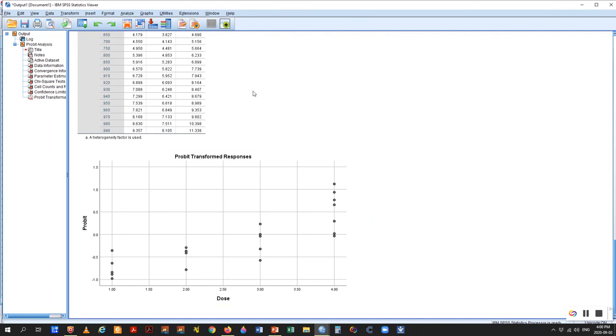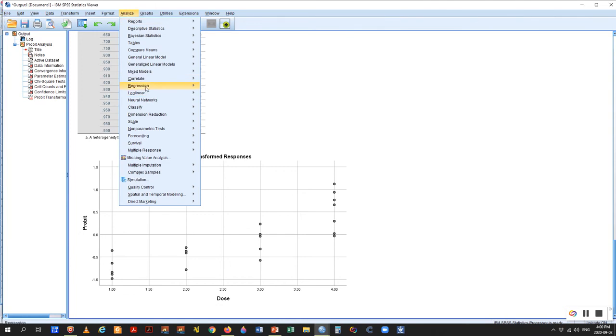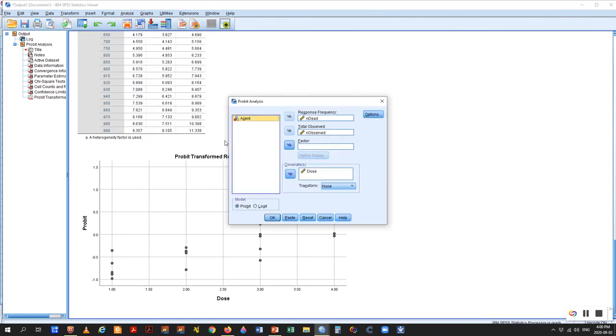Here's how to transform it. You'd go to Analyze, Regression, Probit, and go to Covariates, and here you can do a transformation, a log base 10 or a natural log, to improve its linearity, or at least decrease its curvilinearity. We're not going to do that here because it's not necessary, so we're going to click Cancel.